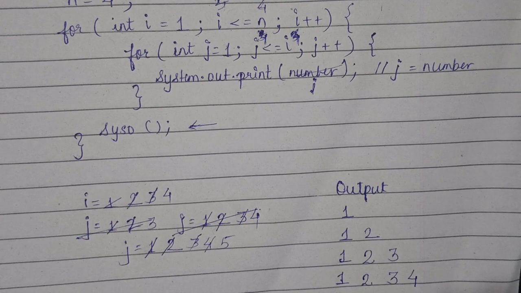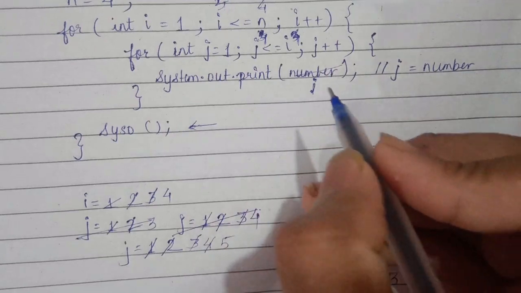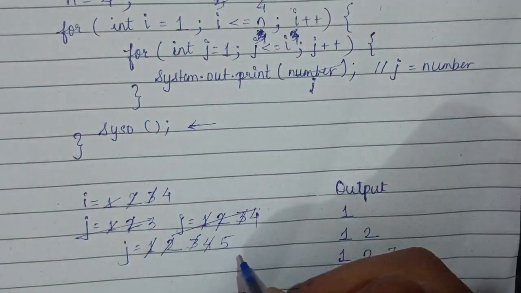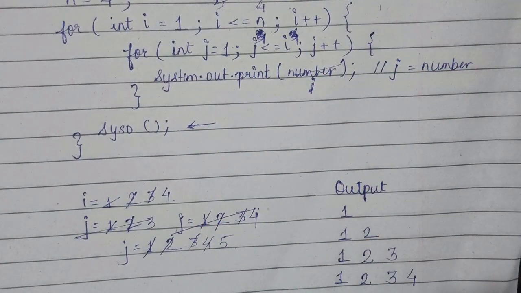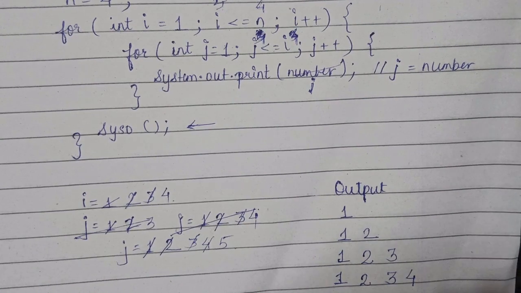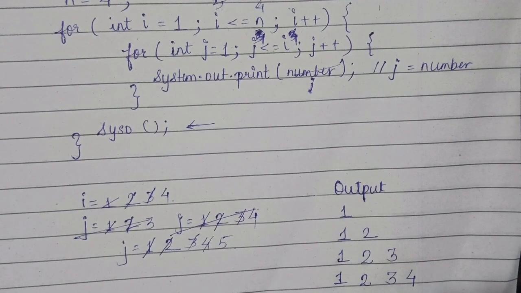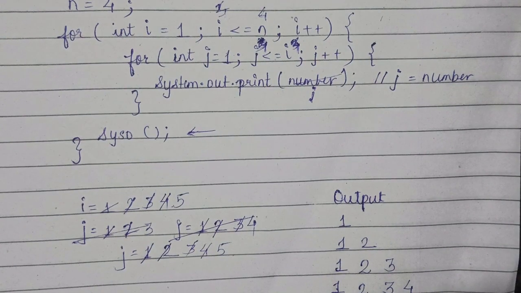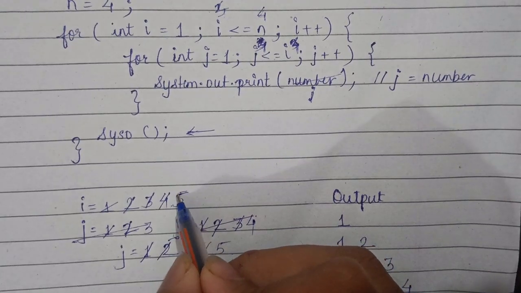Now it will check the condition: is 5 less than or equal to 4? The condition is false. Then the inner loop will be terminated. Then the compiler will go to the next line. Then i's value gets updated, and i's value has become 5 here.